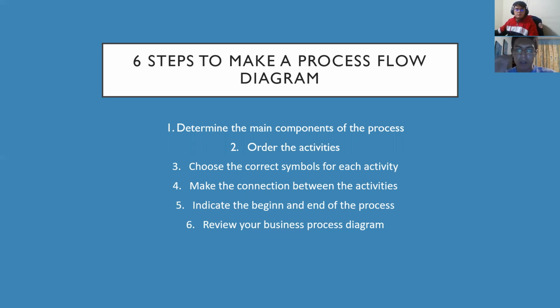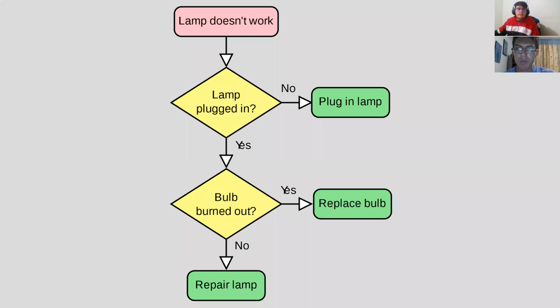Step 6 is review your business process diagram. If the diagram is easy to understand and the process is shown as it is in the diagram, it means that the process was done in the correct way. Okay, below is an example of a flow chart. It shows the process of a lamp that doesn't work.